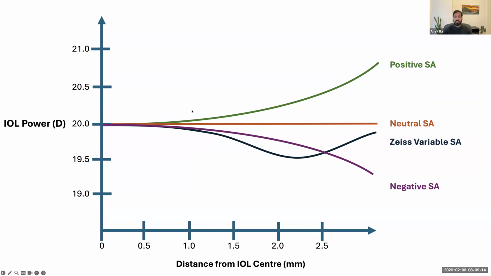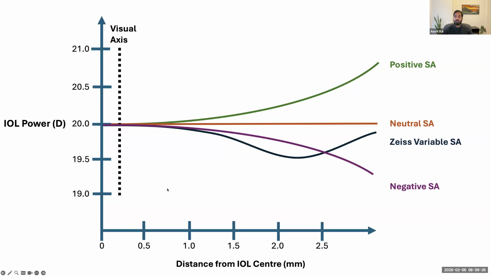And the Zeiss lens has variable SA that starts similar to negative SA, and then it increases back in the periphery. Now, the absolute amount that this power changes from the center to the periphery depends on the dioptric power of the lens. This effect is more amplified in higher powered IOLs, so it becomes more relevant in our hyperopic patients.